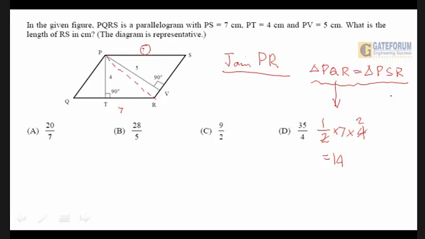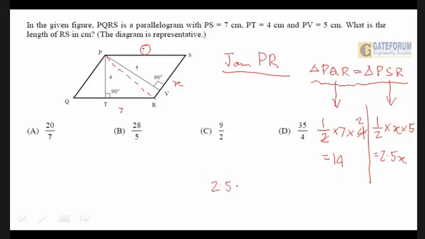Now, what is the area of triangle PSR? See, RS, we do not know the length. In fact, that is what has been asked for. And let us assume it to be X. So we can say now the area of the triangle PSR can also be said to be half into base, that is X, into the height of this triangle, that is PV, that is 5. So we can say this is 2.5x, but these two are equal.